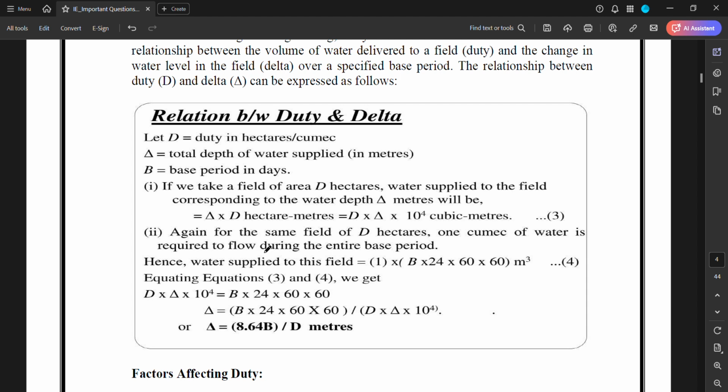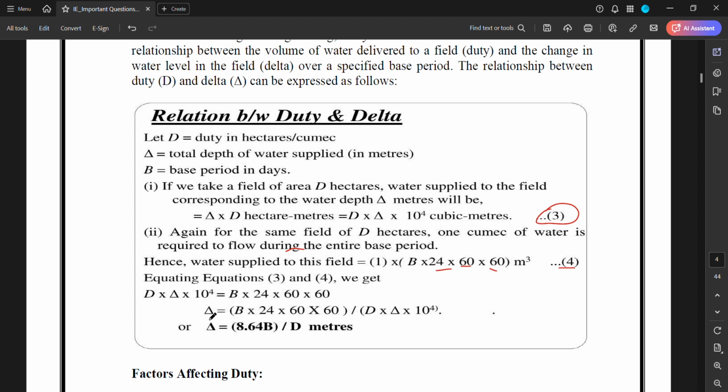Again, for the same field of duty D hectares, 1 cumec of water is required to flow during the entire base period. Hence, water supply to the field is 1 into B into 24 into 60 into 60 cubic meters. This is for the hours in an entire day: 24 hours, 60 minutes and 60 seconds. So equating both equations, equation 3 and equation 4, D into delta into 10 raised to 4 is equal to 1 into B into 24 into 60 into 60.